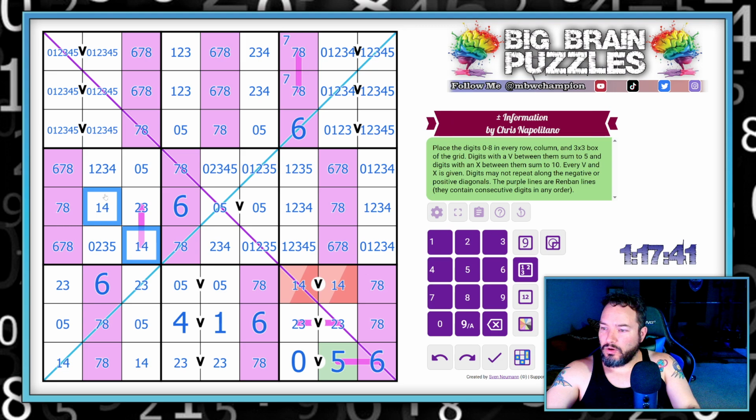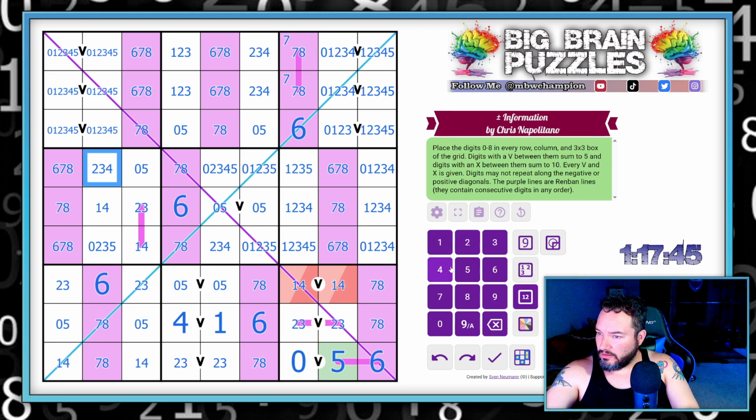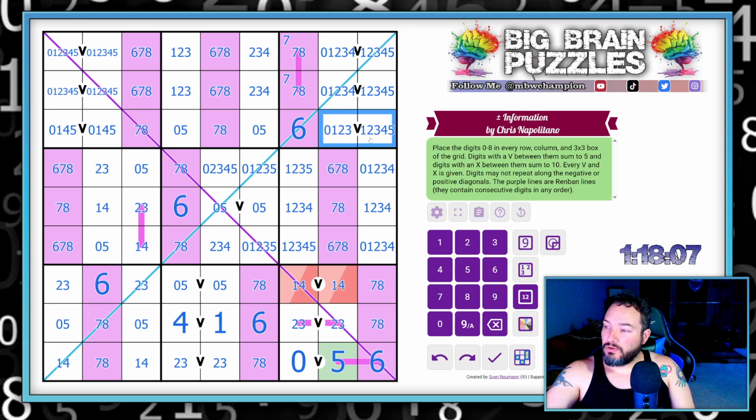So there's a 1, 4 pair right here. So this is the 2, 3 pair right here. Meaning this is not 2, 3. So that's a 0, 5. This 2, 3 means that this can't be a 2, 3. Meaning this can't be a 2, 3. So our 2, 3 is over here.